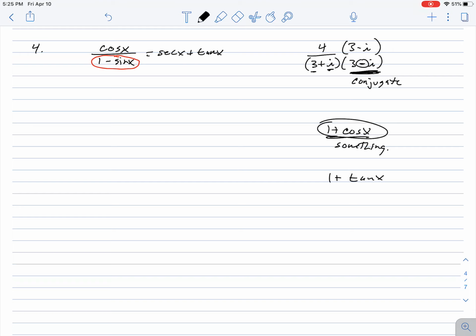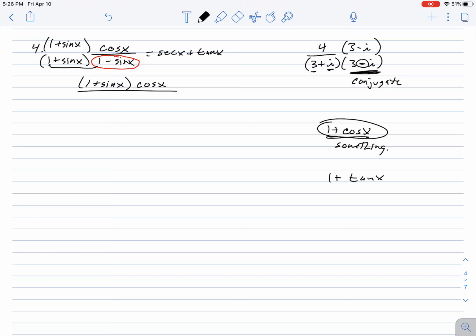So let me show you what happens when you do this. I'm going to multiply by 1 plus sine x, so it's the same thing with the opposite sign. I do that on the top and bottom to keep it even. And on the top, I'm going to just keep it factored for the time being. We'll see if we need to multiply it out in a little bit. But look at what happens on the bottom.